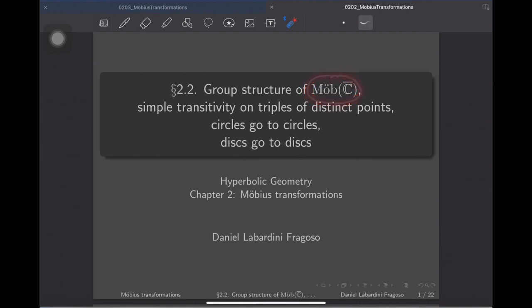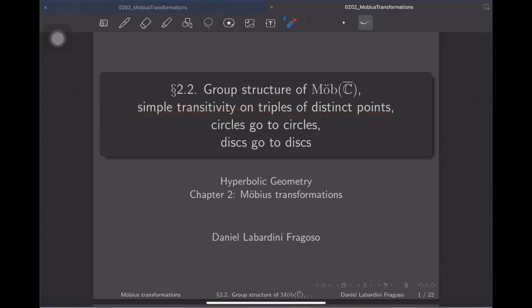Right? We just transported the knowledge we had, namely that Möb of P1C is a group, to Möb of C bar. That's how we started. Then later on, we showed the simple transitivity on triples of distinct points of C bar.